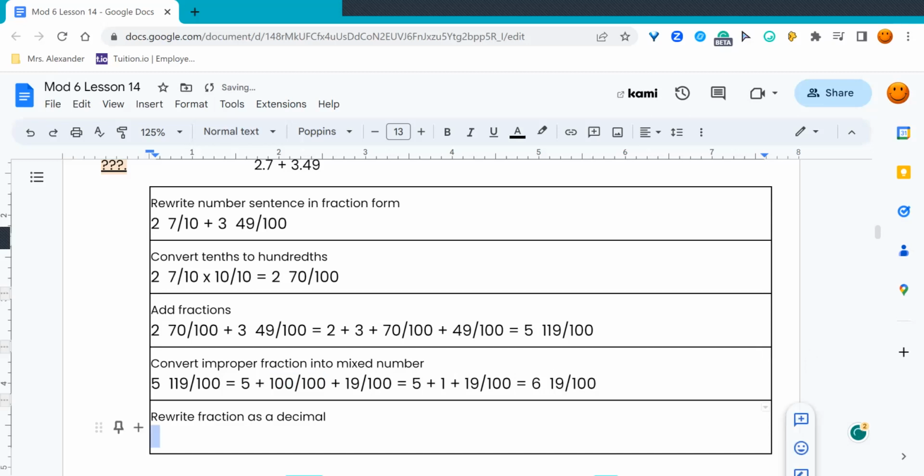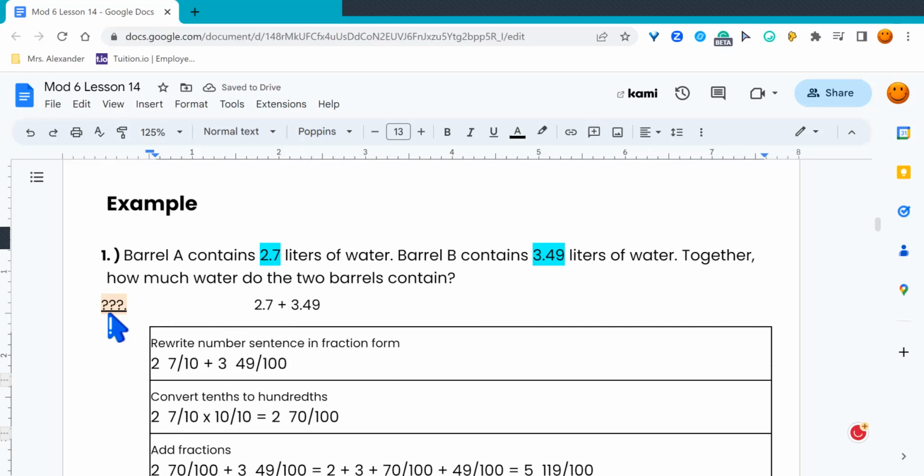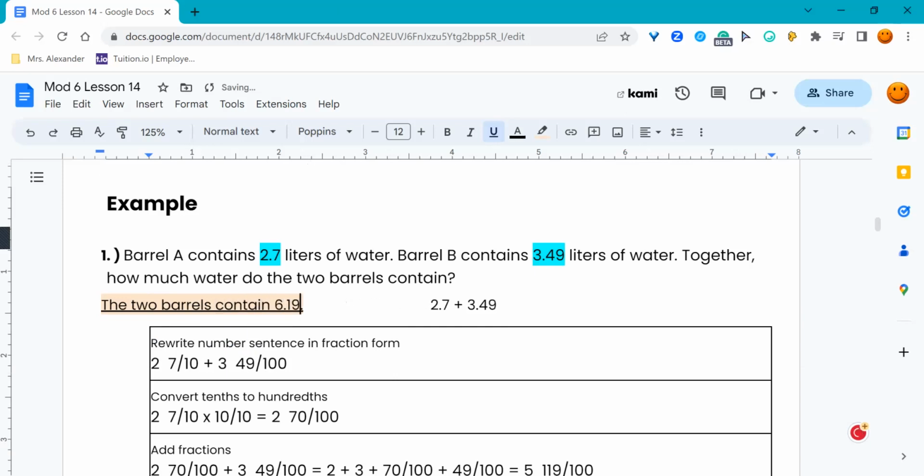I'm going to take that 6 and 19 hundredths, bring it down so I can write it in decimal form. I see the 6 is not part of the fraction, so it's in front of the decimal. And then I put the 19 behind. So I see that I get 6.19. So right up here where I have my question marks, I need a sentence. I can say the 2 barrels contain 6.19, so 6 and 19 hundredths liters of water.